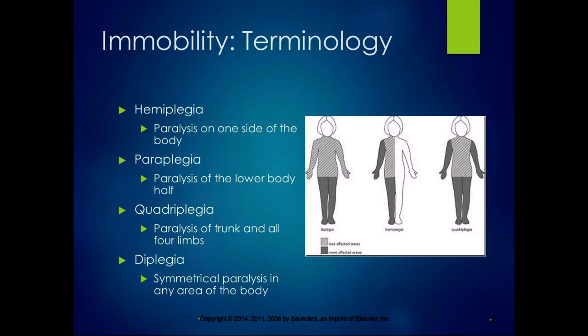So terminology, as always, there's terminology. When we have immobility, it can involve just one part of the body. Say that you had shoulder surgery and your arm is in a sling. Your shoulder is affected, but also the other joints that have to be immobilized, the elbow and the wrist and the finger joints, can be affected as well. If you have something like a stroke where one side of the body is affected, it's called hemiplegia, paralysis on one side of the body. Paraplegia is paralysis of the lower half of the body. And quadriplegia or tetraplegia is paralysis of the trunk and all four limbs. Usually the head is not involved. Diplegia is symmetrical paralysis in any area of the body. So it can be both feet, both hands, symmetrical. That's the definition of diplegia.